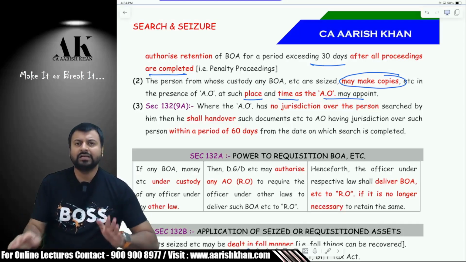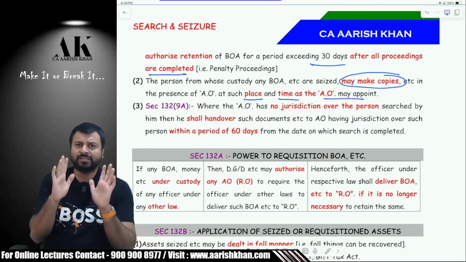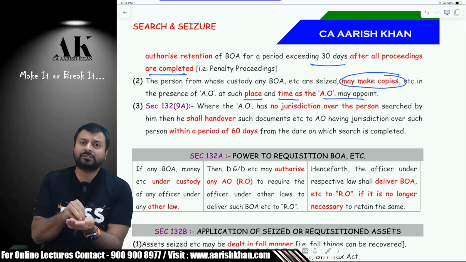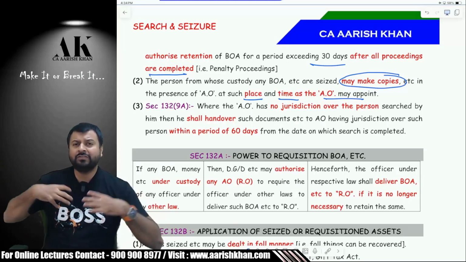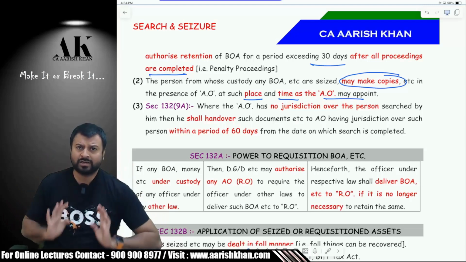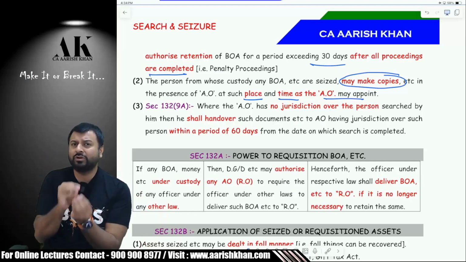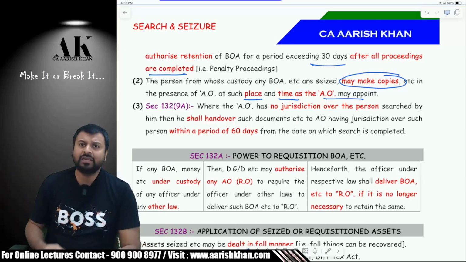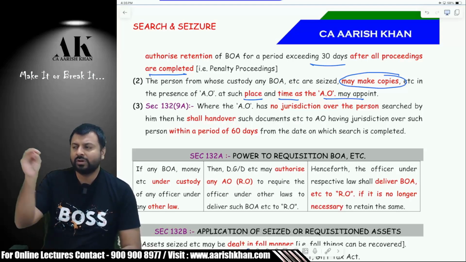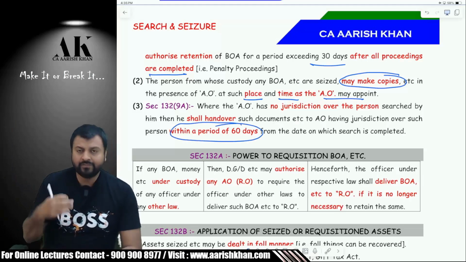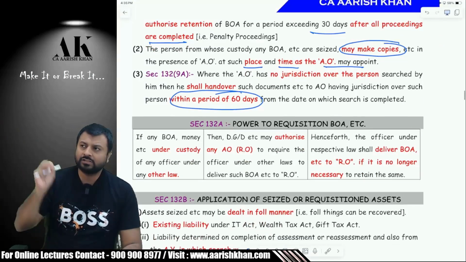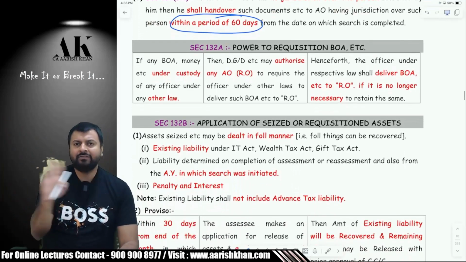Okay. Next one, sir, search is going on at the place of Mr. A. And if there is something found which belongs to Mr. B, what is the duty of the assessing officer in that case? So if I am an assessing officer, I am doing your search. You are Mr. A. And if I find some goods, some assets, some money, bullion, jewelry belonging to your friend Mr. B, what is my duty? My duty is to hand over to the assessing officer of Mr. B within 60 days. Check please. Within 60 days, I will hand over all those things to the assessing officer of Mr. B. I will not do anything else.